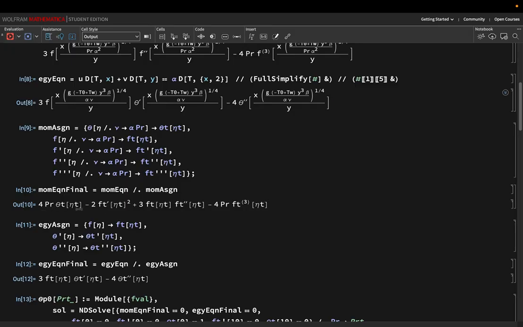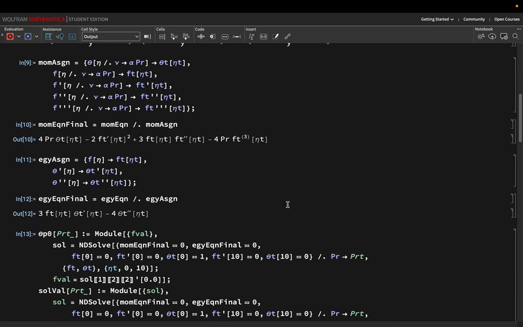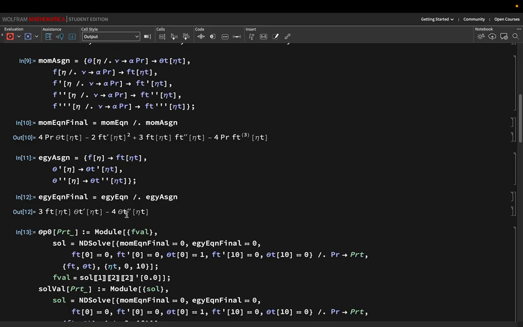So this is my equation: 4 times Prandtl number theta as a function of eta, minus 2 f prime squared, plus 3 f f double prime, minus 4 Prandtl number times f triple prime. This should be equal to 0. And similarly, the energy equation is 3 f theta minus 4 times theta double prime equal to 0.